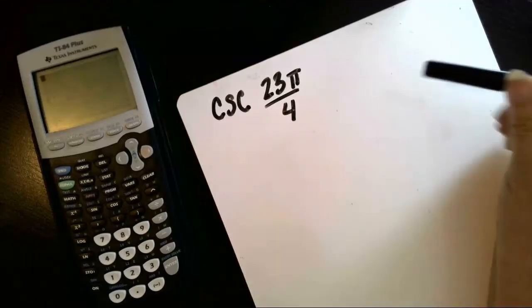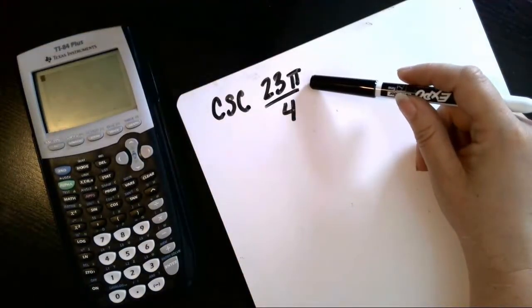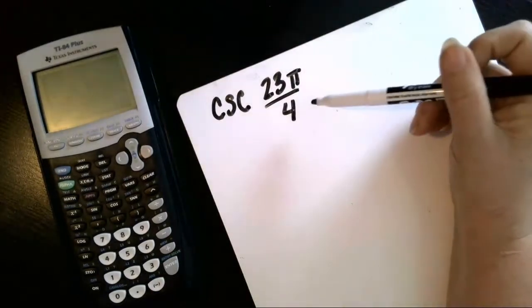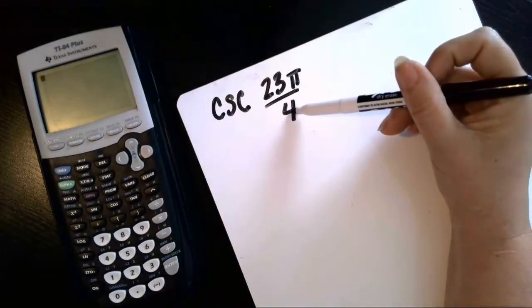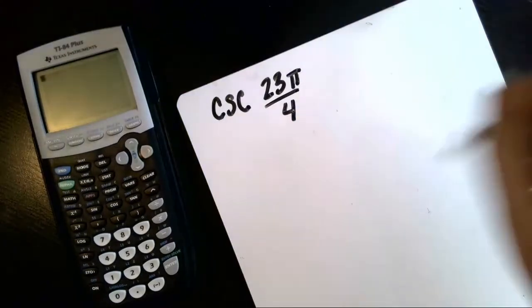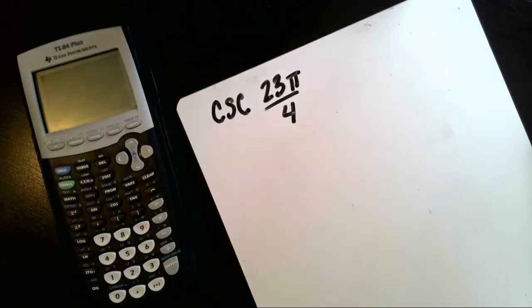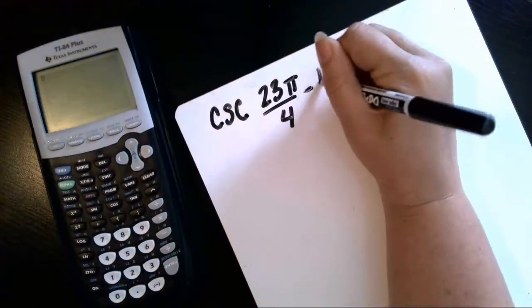Okay, if you want to evaluate the cosecant of 23 pi over 4, first you've got to figure out where that is on the circle. So if you remember, you double the denominator to get one lap around the circle. So 8 pi over 4 would be once around, twice around would be 16 pi over 4. So let's see what that gets us.